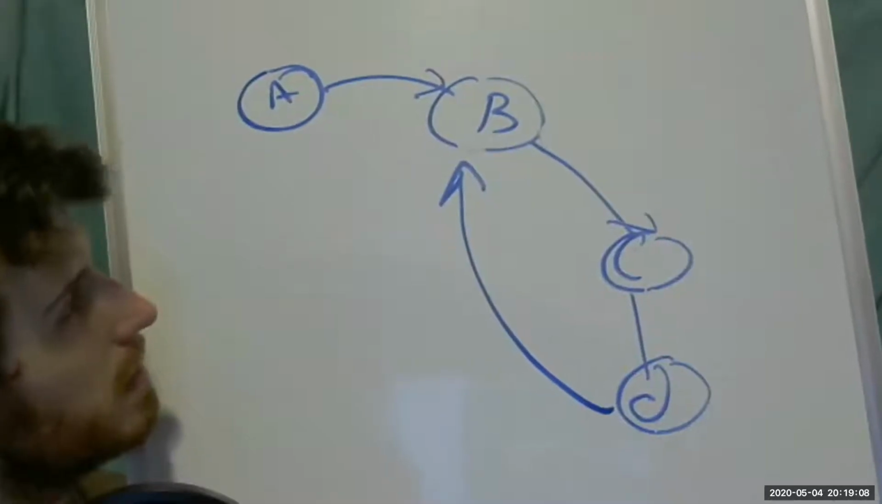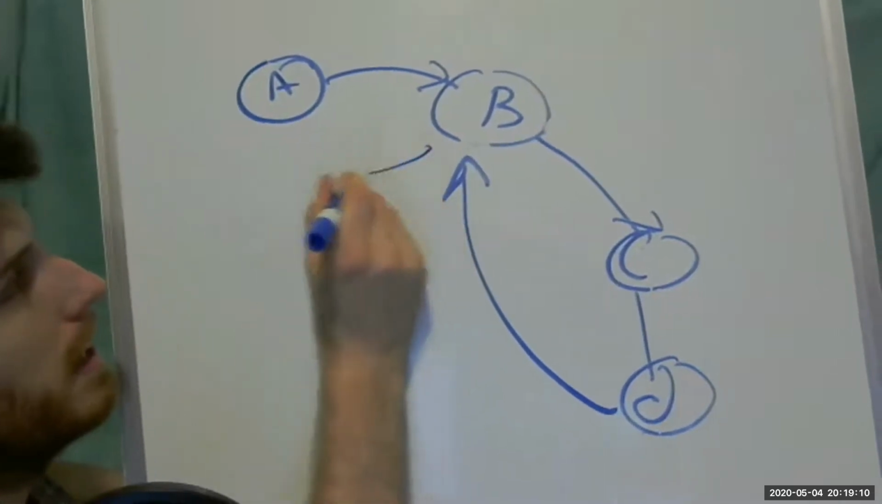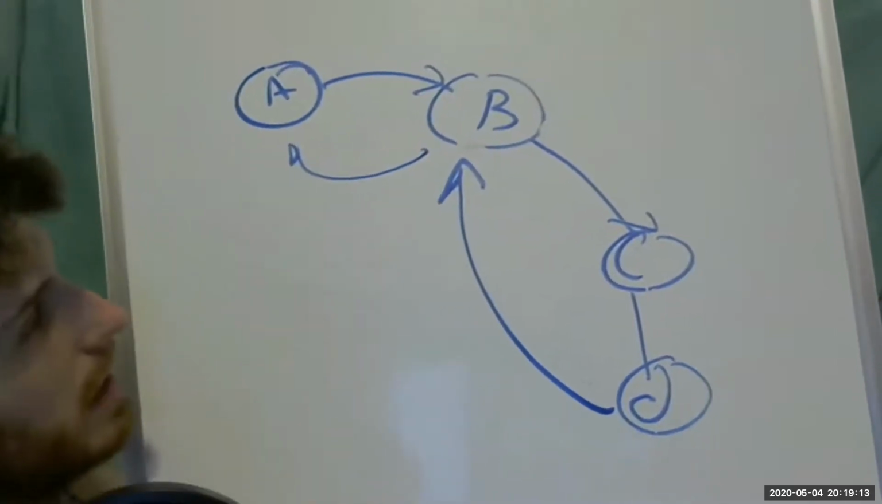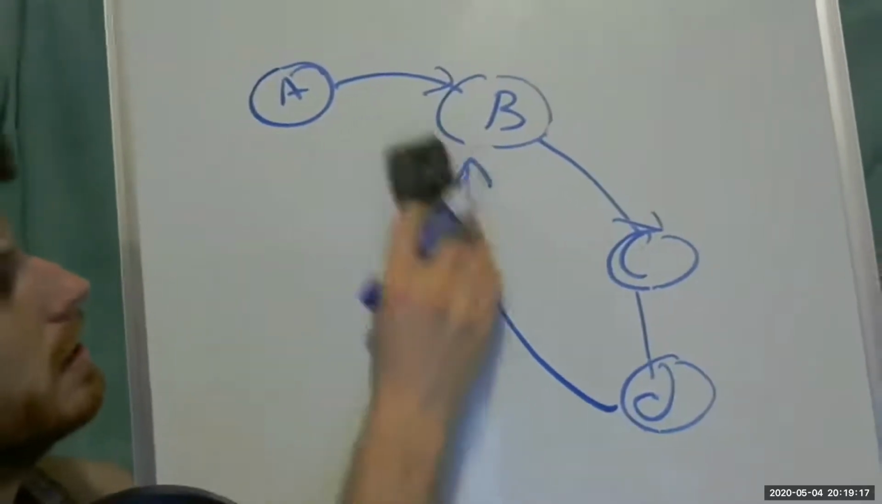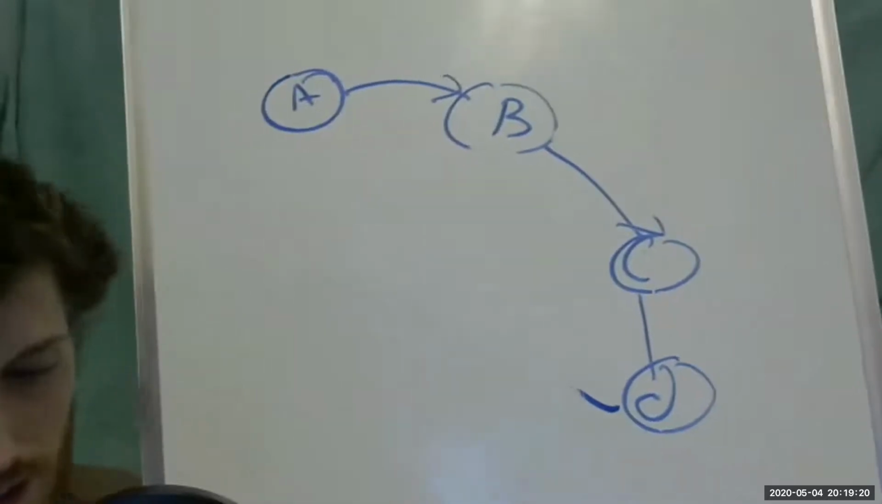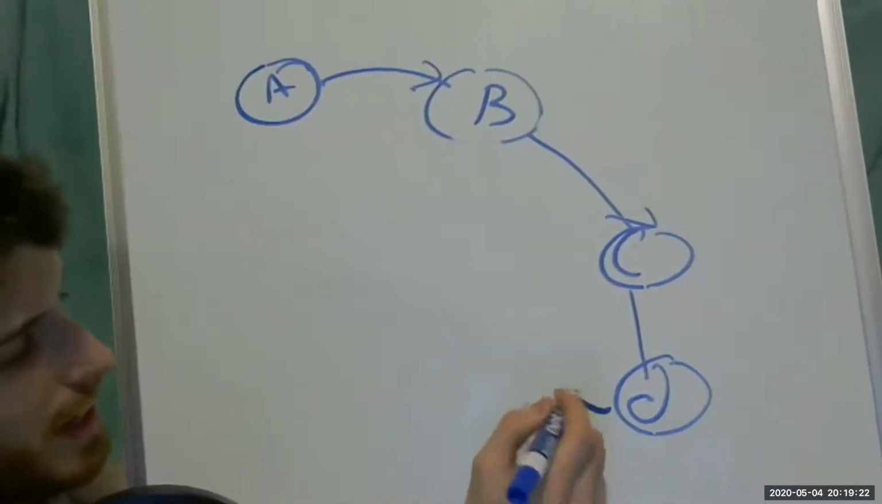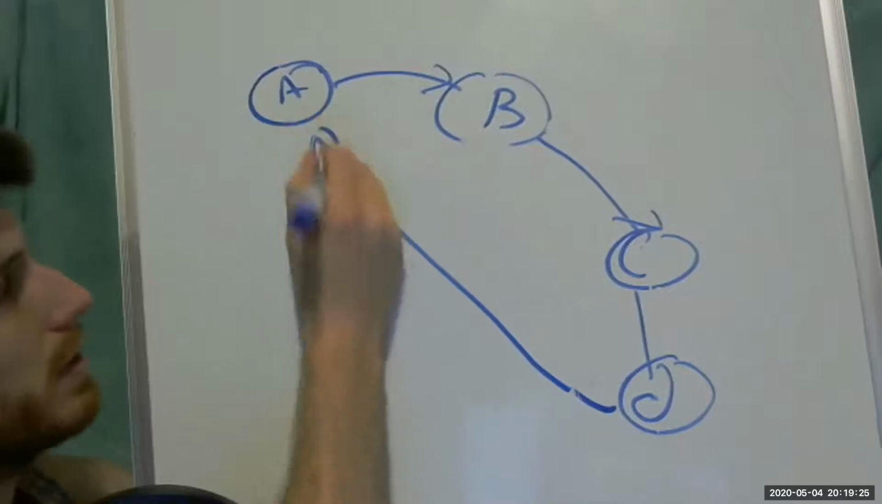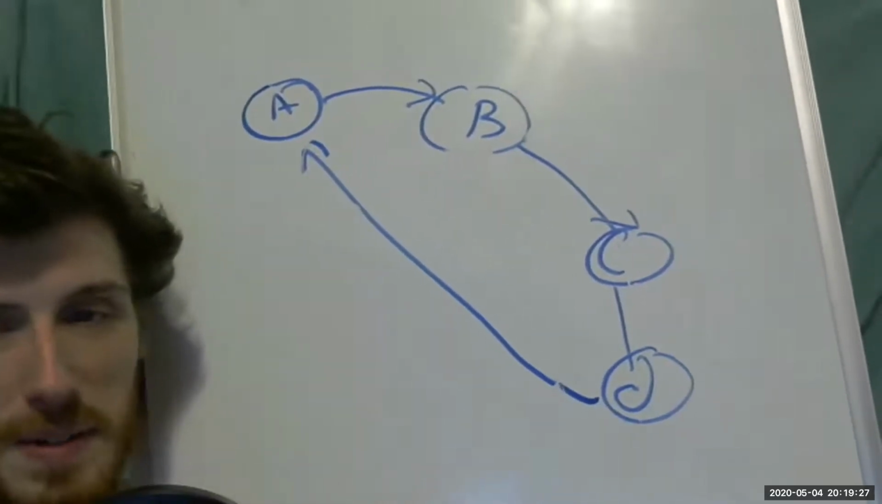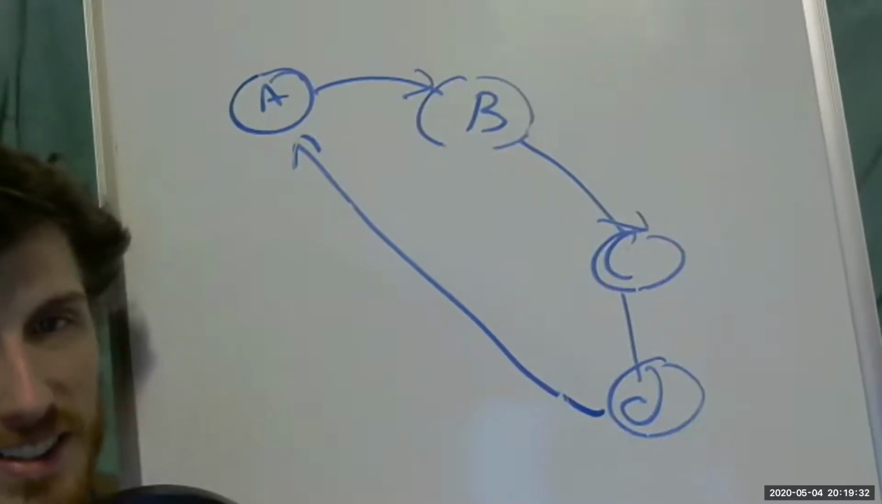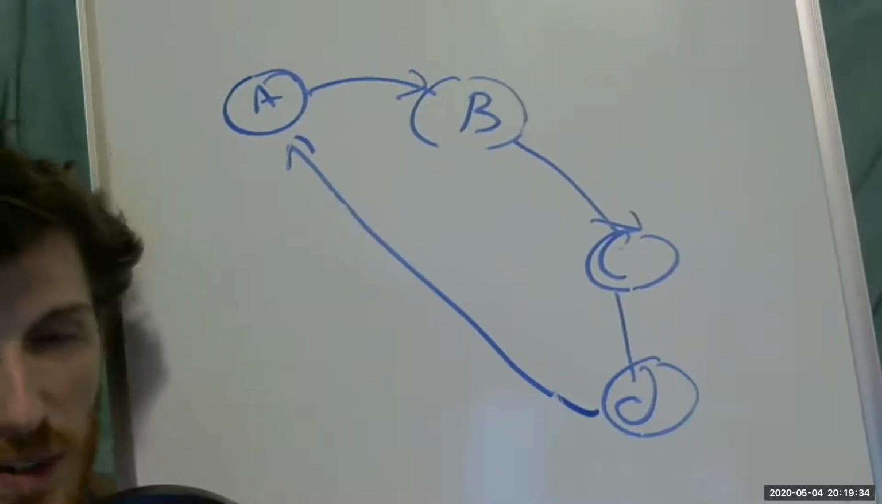I have a quick question. If D points to A, how would we know what the head is? If D were to point to A, that's like a philosophy question, right? How do you know who's the head? You don't. You just go with whatever node you're given, I guess.